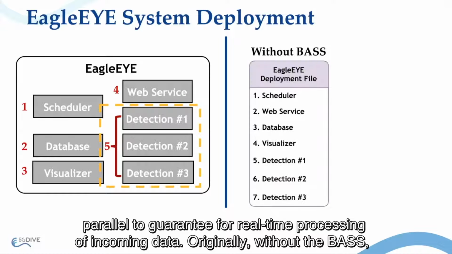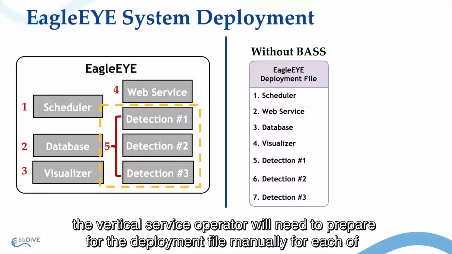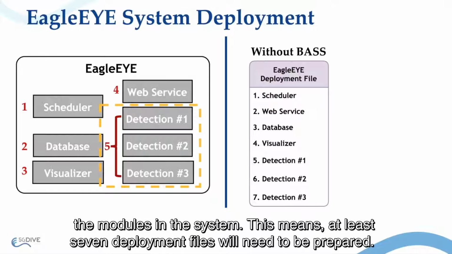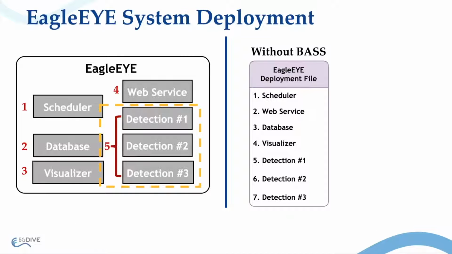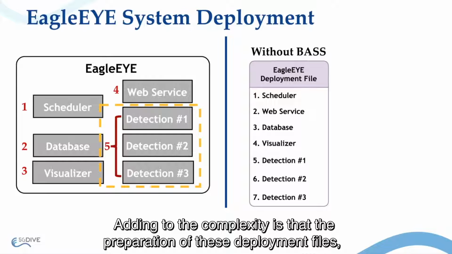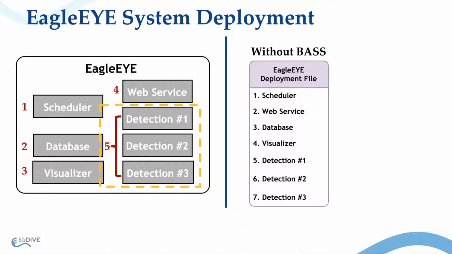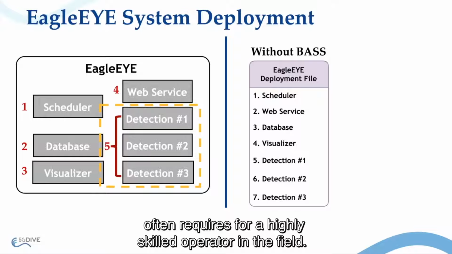Originally, without the bus, the vertical service operator will need to prepare the deployment file manually for each of the modules in the system. This means at least 7 deployment files will need to be prepared. Adding to the complexity is that the preparation of these deployment files often requires a highly skilled operator in the field.